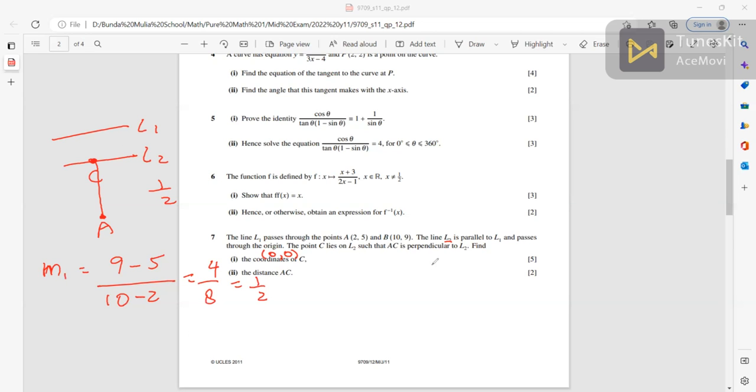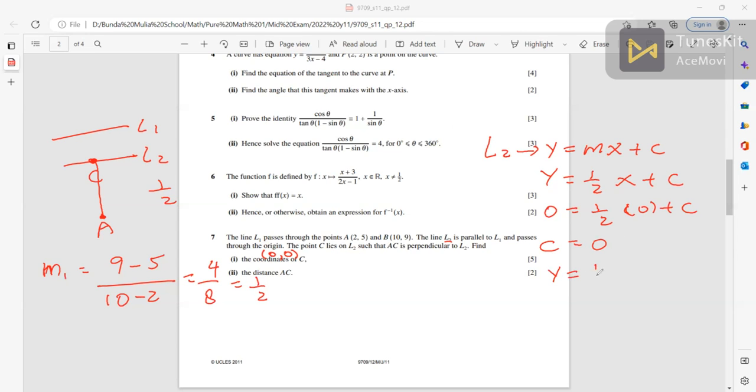So for L2, y equals to mx plus c, so y equals to half x plus c. And then it says the origin, so I can substitute y and x as 0. 0 equals to half times 0 plus c. So c equals to 0. So I have the equation of L2 as y equals to half x.